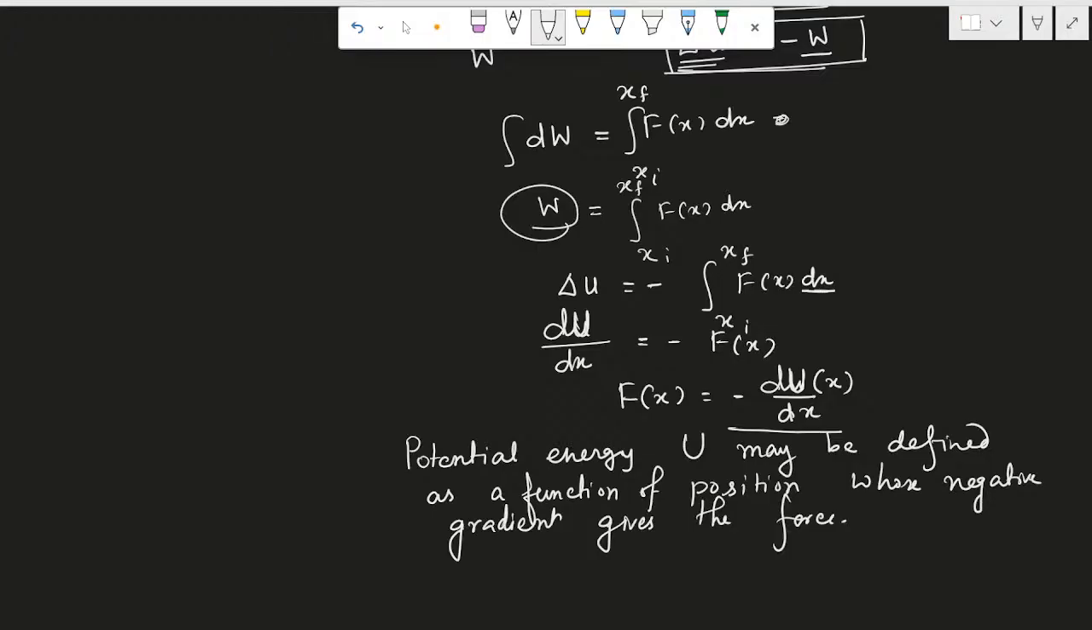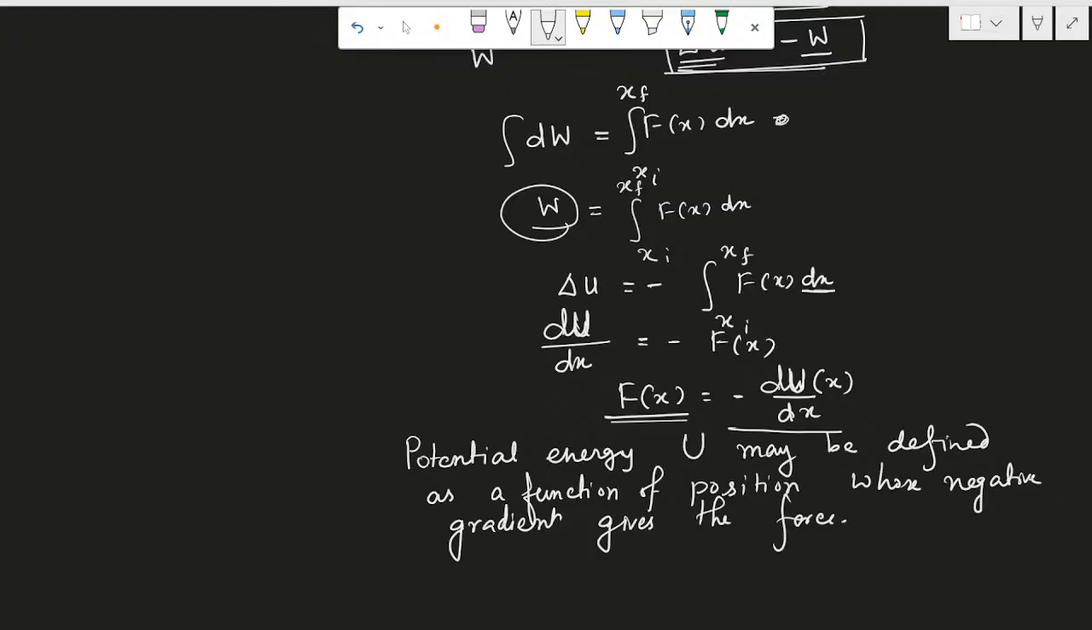Or you may say similarly, in the reverse way, vice versa, that conservative force can also be defined as the negative gradient of the potential energy, because Fx is a conservative force. So conservative force can also be defined as the negative gradient of potential energy. This is how you can conclude it.